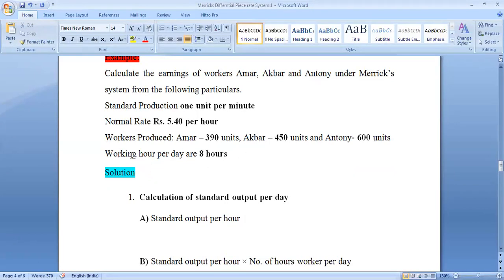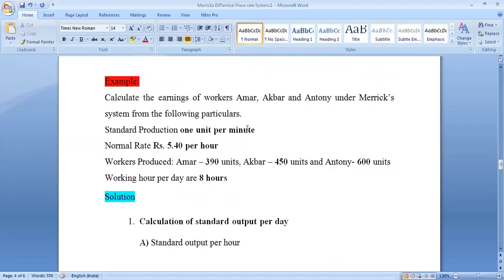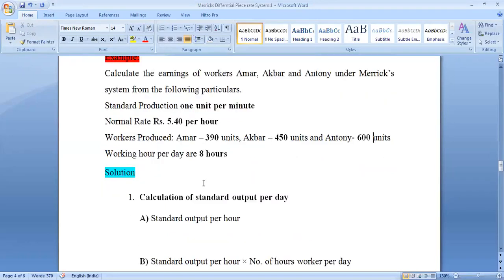One day the workers are working 8 hours in a factory in the production activity. So this is the given information in the problem. Let us solve the problem, and the first step is calculation of standard output per day. As I've told you, we have to do it in 2 stages: standard output per hour and standard output per day. First let us calculate standard output per hour.